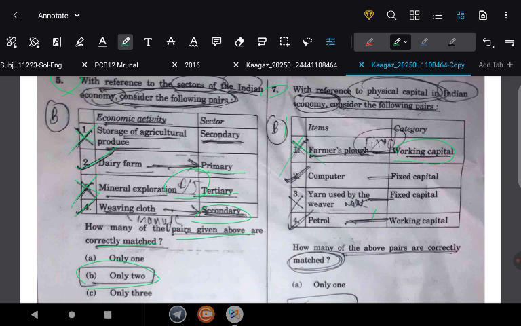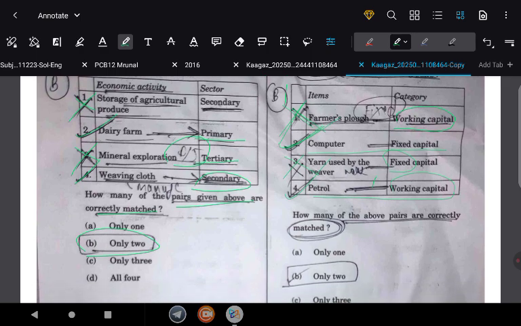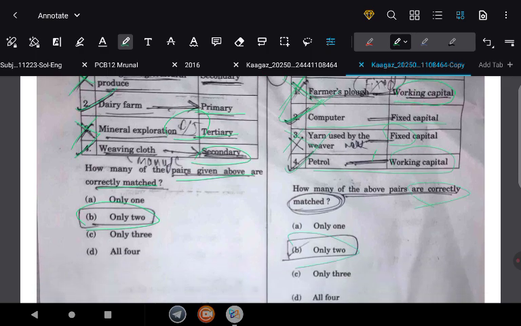Second option, the computer is a fixed capital because it can be used again. So the first statement is wrong, the second statement is right. Yarn used by the weaver is not a fixed capital, because obviously you cannot use the yarn once it has been made into a shirt or something of that sort. So this option is incorrect. Petrol is a working capital because once working capital has been used it cannot be used again. Petrol is right. So how many pairs are matched correctly? Only two.